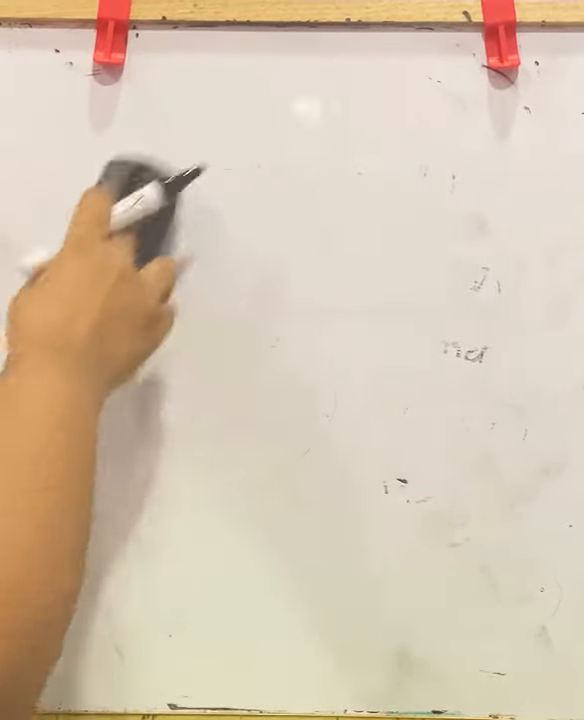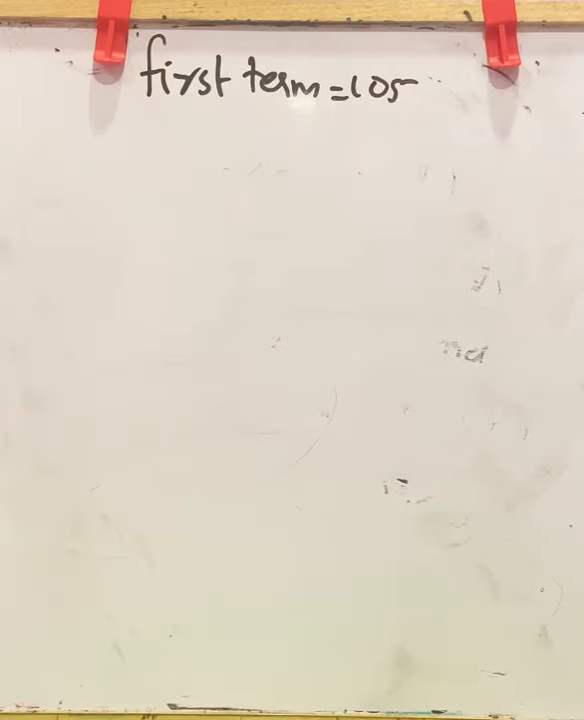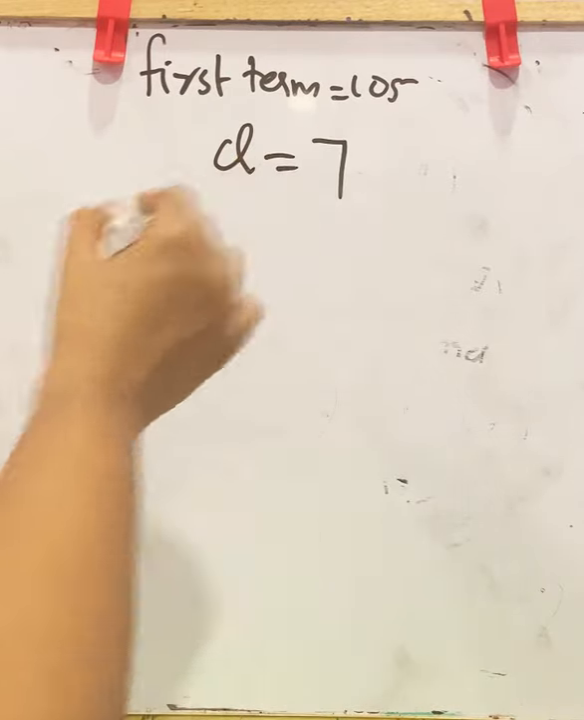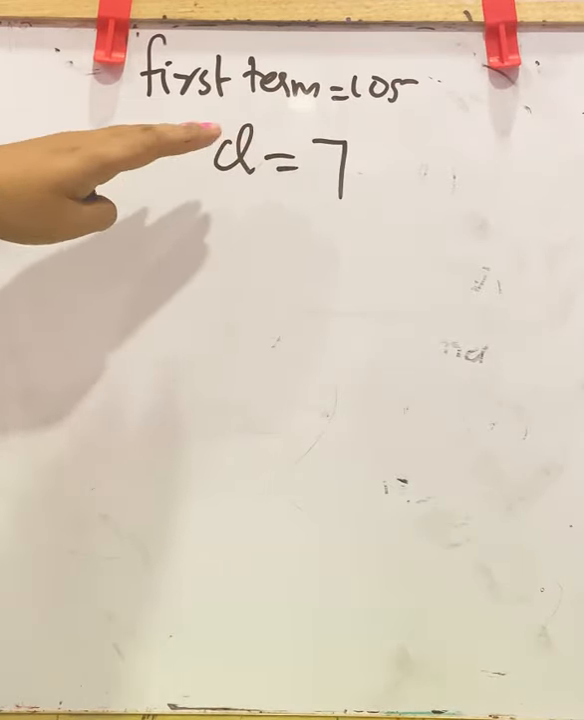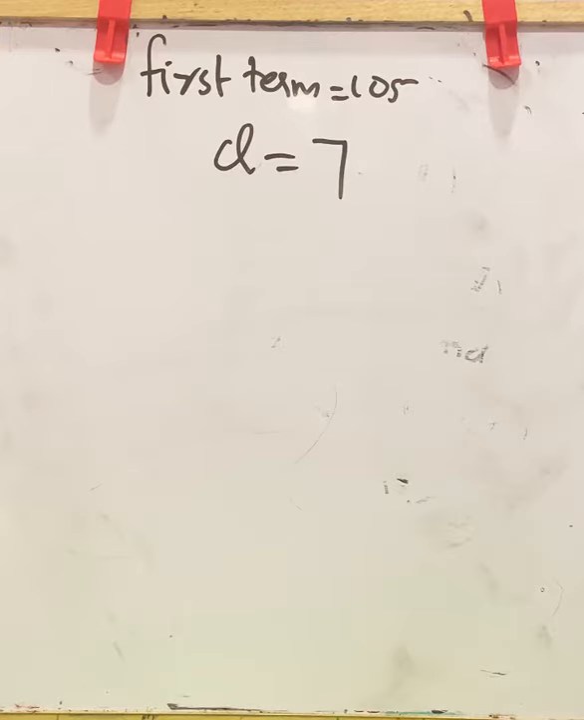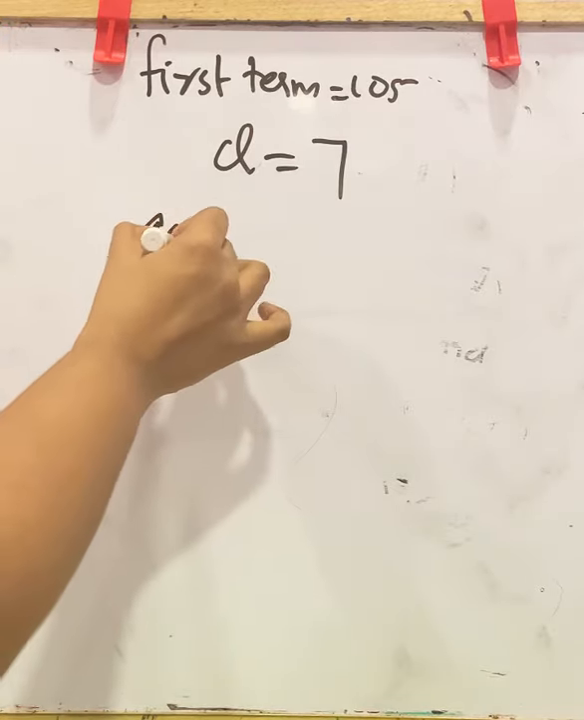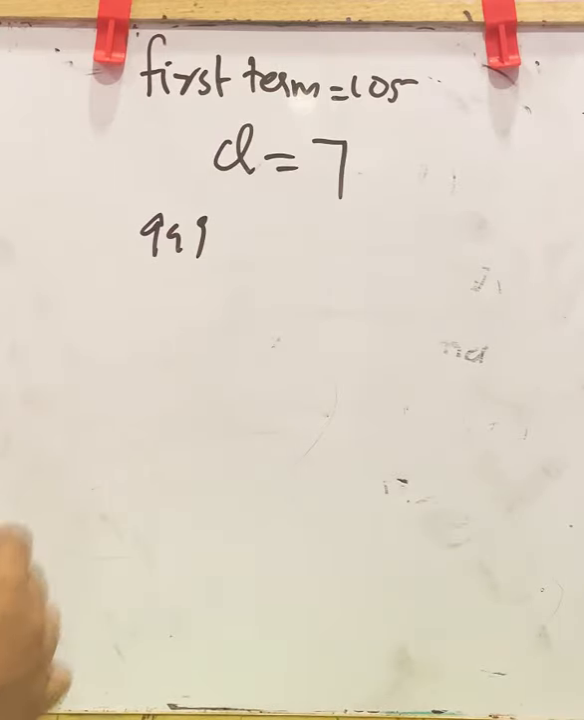That is A1 equals 105. Now in a 7's multiples, all the terms' difference will be 7. That is, D will be 7, because it is the 7's multiplication table. So the difference will be 7. Now we know the biggest 3-digit number, that is 999. Let us check whether it is divisible by 7.